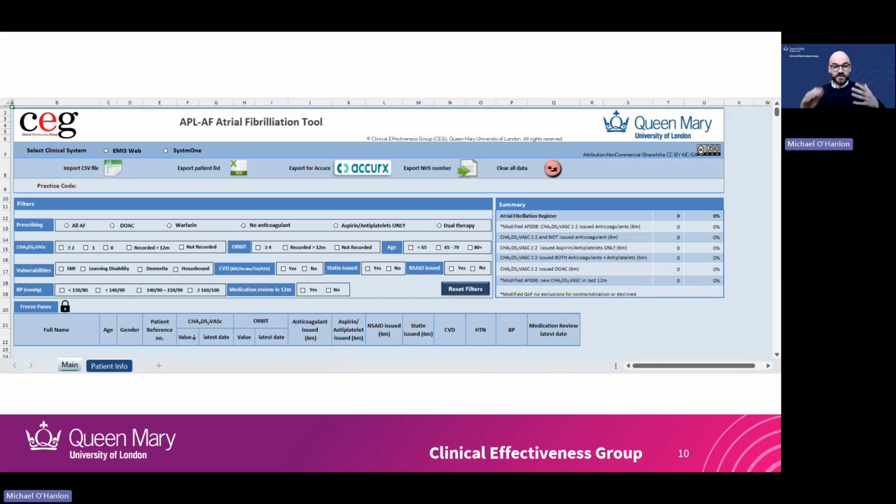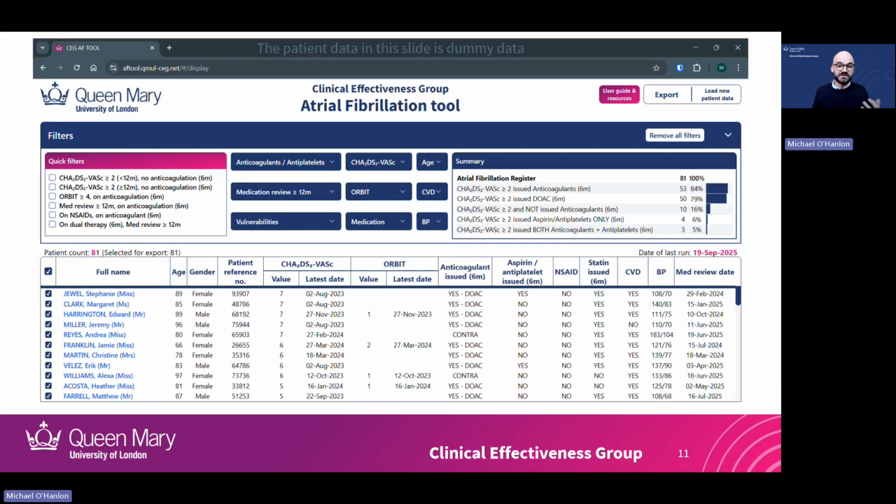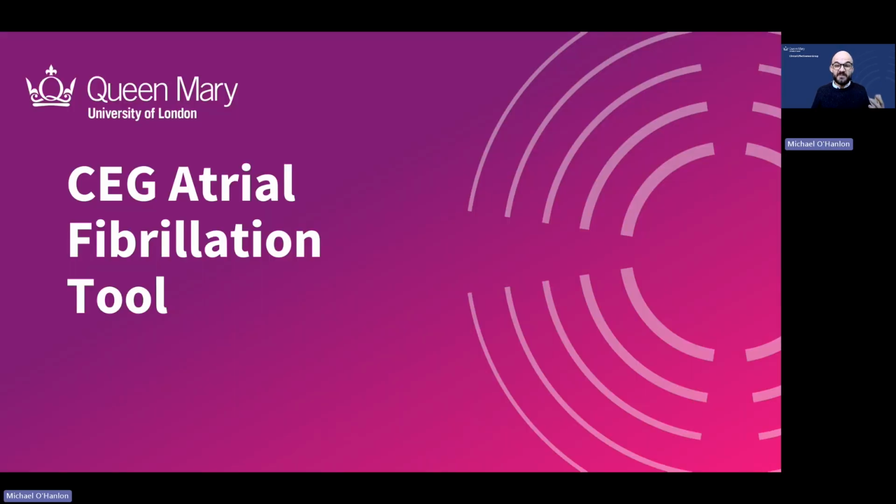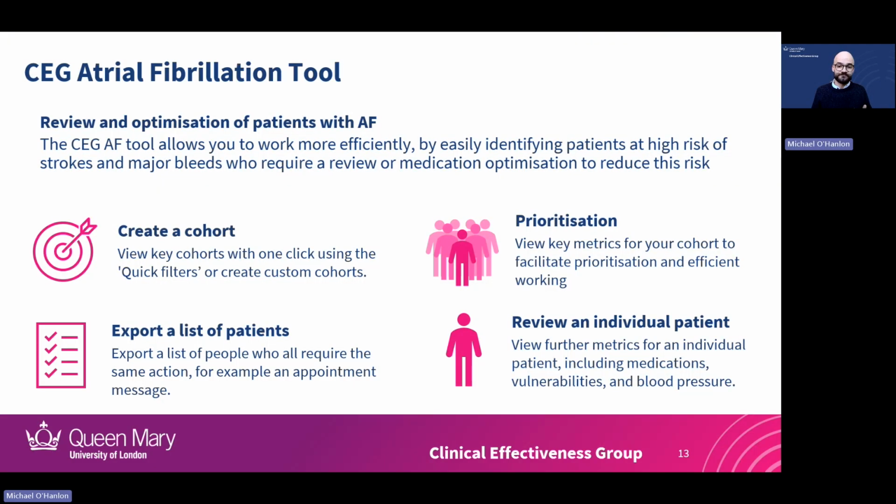So again, this is what the APL tool looks like, and now this is showing you what the new CEG AF tool looks like. And just again, to be aware, this is dummy data on this slide. So similar features, but a refreshed new look, and actually has some improvements in functionality that we're going to talk about in a little bit more detail once we do the demo.